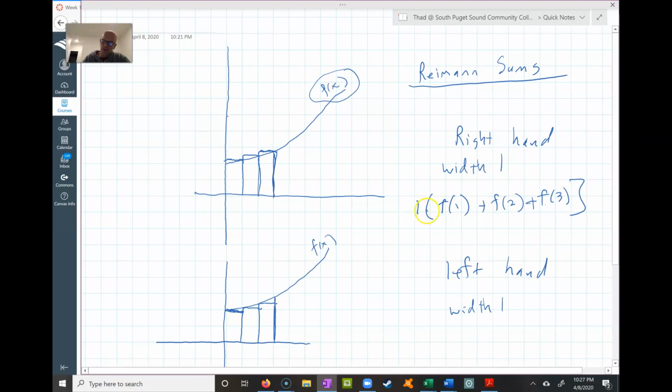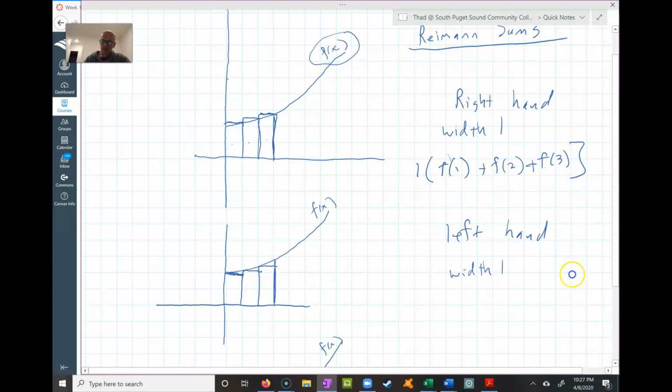So if we multiply 1 times f of 1, that would give me the area of this rectangle. 1 times f of 2, that would give me the area of this rectangle. And 1 times f of 3, that would give me the area of that rectangle.